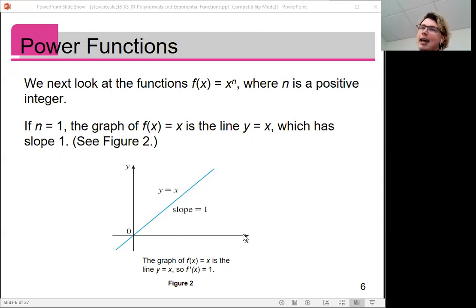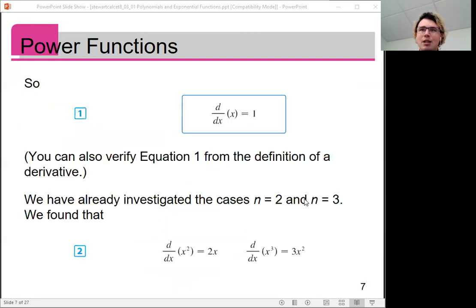Now, I like my easy examples. I like being able to calculate these things without actually going to limits. But we are going to move on to functions that are more complicated than straight lines. So what we have so far is that my d/dx operator applied to the function x gives me exactly 1. And again, we can calculate this based on a limit.